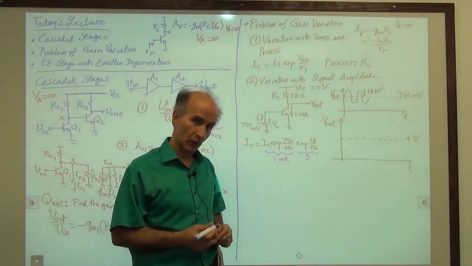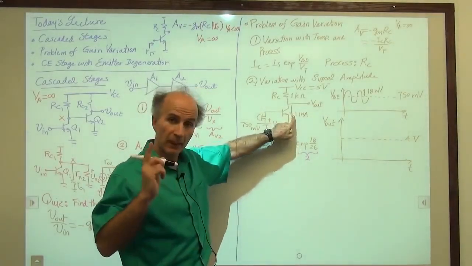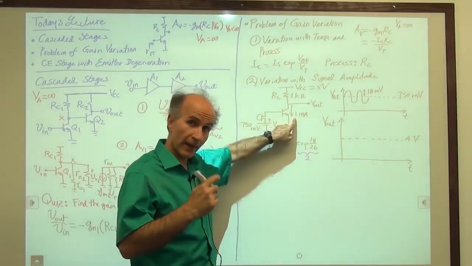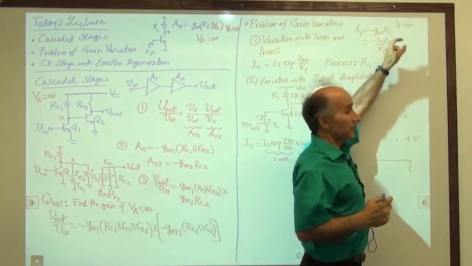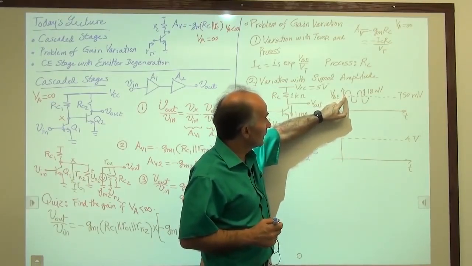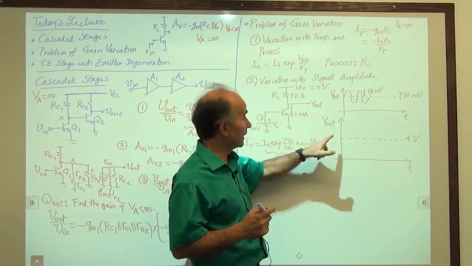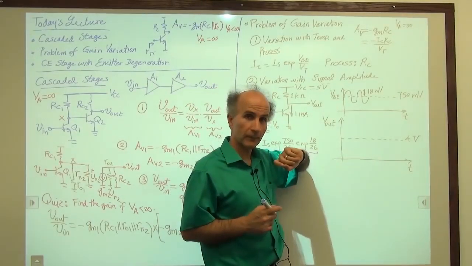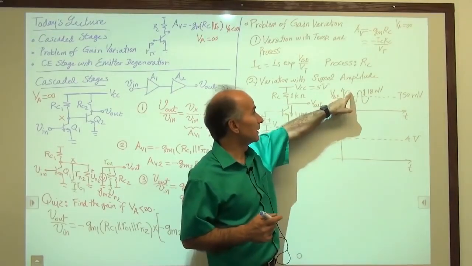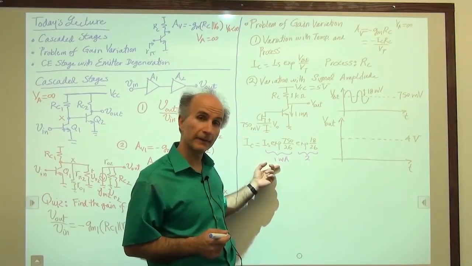Okay, so let's take a step back and see what happened. The bias current was 1 milliamp. That 1 milliamp of current gave us a certain GM, and that gave us a certain gain, minus GMRC. So if we had small signals here, the gain would be GM calculated at 1 milliamp times RC. But now, when we go all the way up here, how much is the collector current? The collector current has reached 2 milliamps.